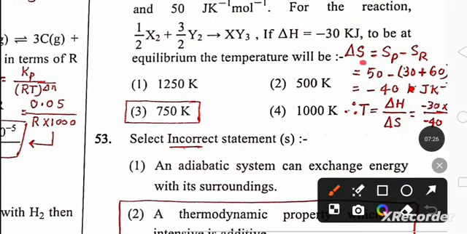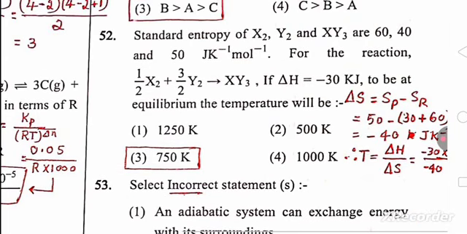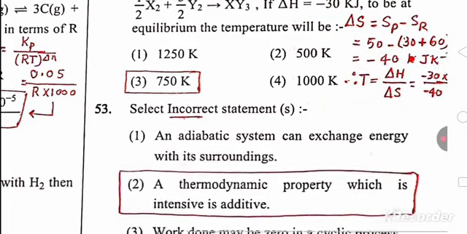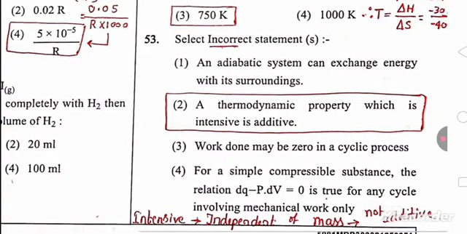So by using delta S, now we can find out the temperature by using the relation temperature T is equal to delta H by delta S. So the enthalpy change has been given for this reaction, that is minus 30 kilojoules per mole, and delta S we have calculated, that is minus 40. When we divide this delta H by delta S, we will get 750 Kelvin as the temperature. Let us go to the next question.